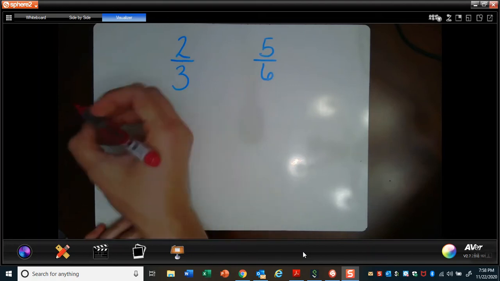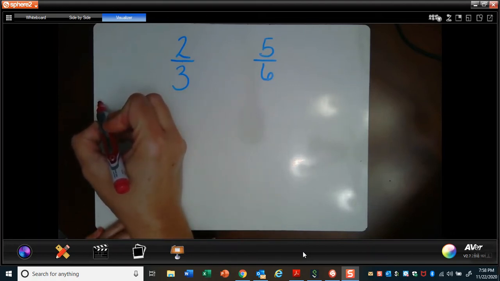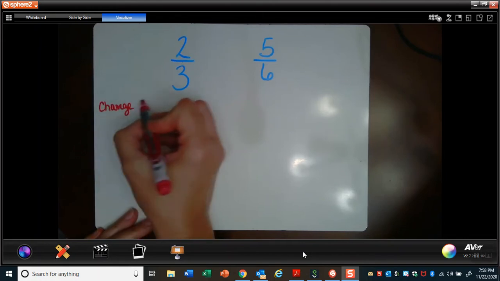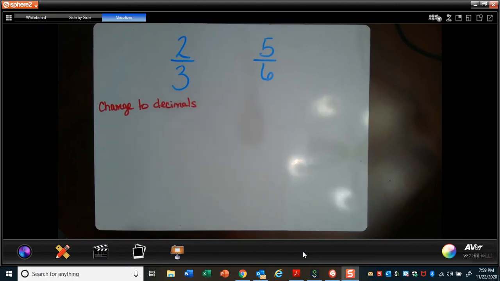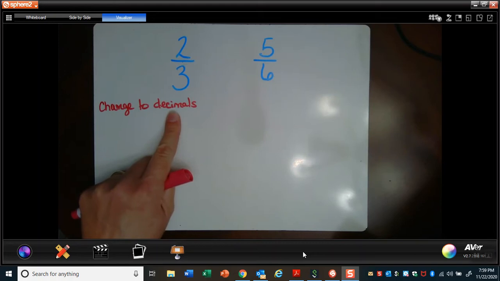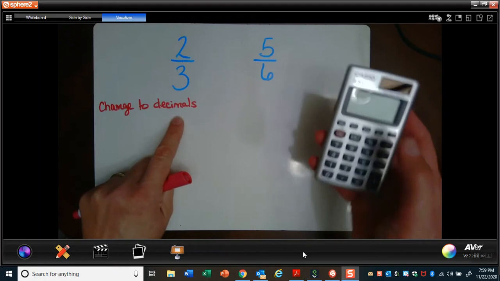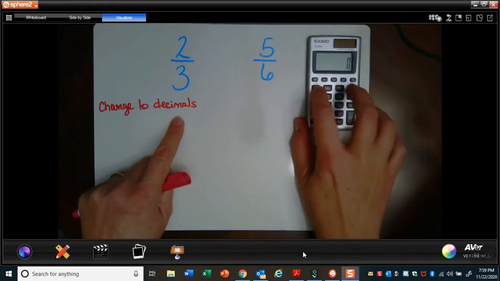And for this strategy, we are going to make them into apples to apples again, but this time we're going to change them to decimals. And I was explaining that this is not a skill that you have to master in 4th grade. You will be introduced to it in 5th grade, but you will be using it in 6th and 7th grade math. So because we have not started talking about decimals yet, nor have we talked about dividing yet with decimals, you are going to be allowed to use a calculator for this problem.